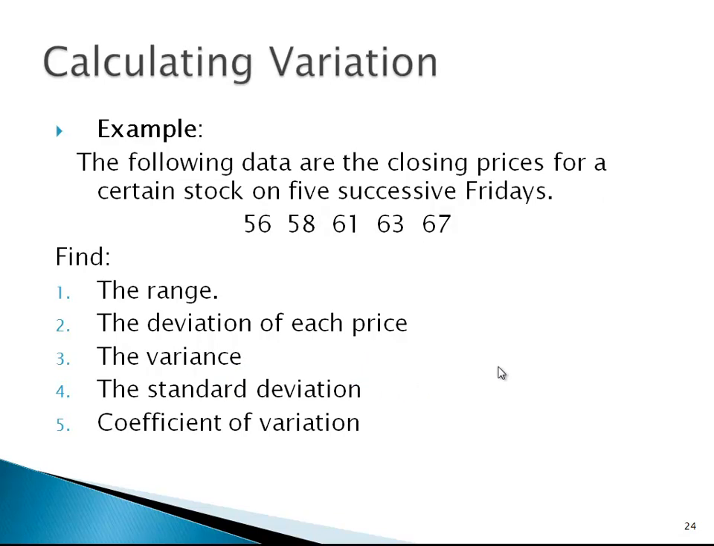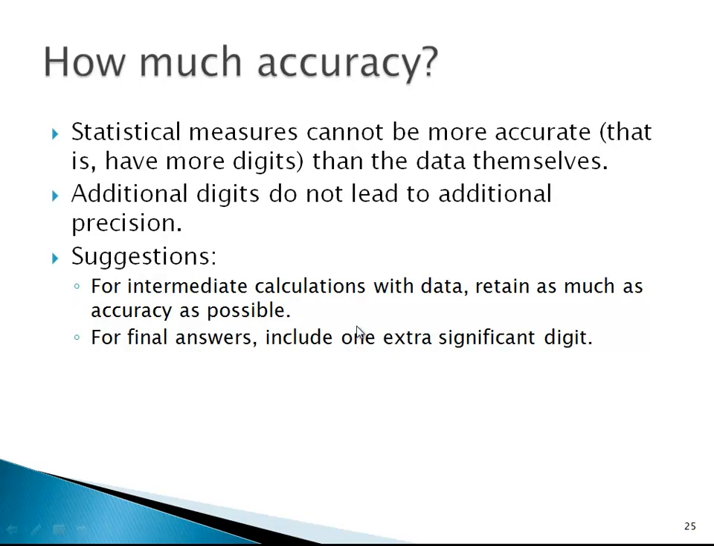You can look at the example of finding the range. And this is closing prices for a certain stock in 5 successive days, or successive Fridays. Based on that, we are going to find the range, the deviation of each price, the variance, the standard deviation, and the coefficient of variation. So try and work on the example. Again, it's an easy, straightforward example, just a practice for you to study and know how it's being calculated.